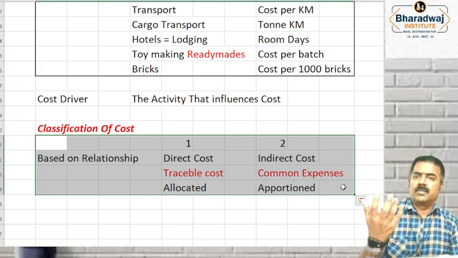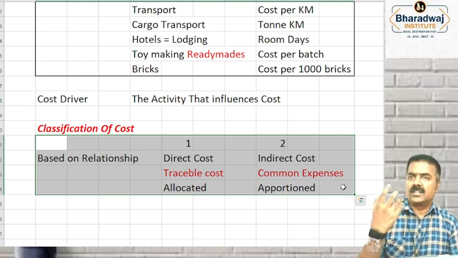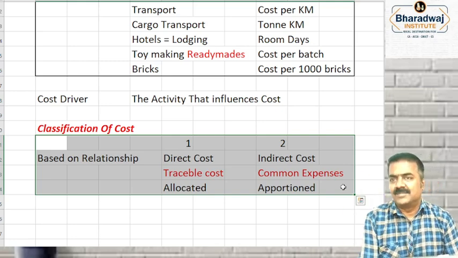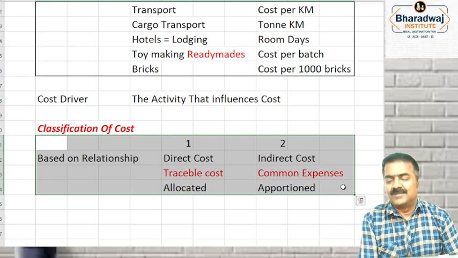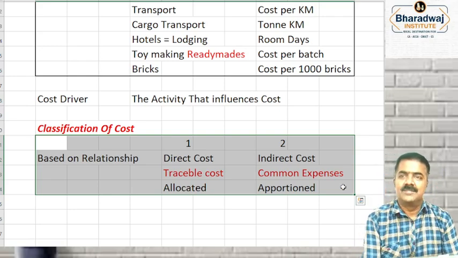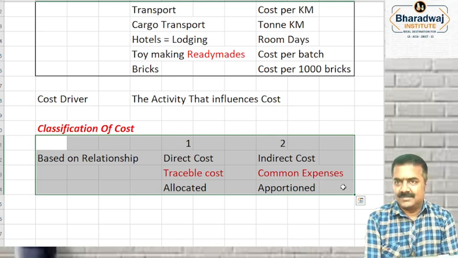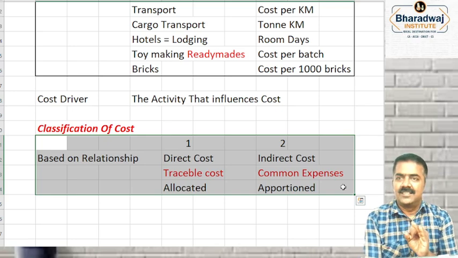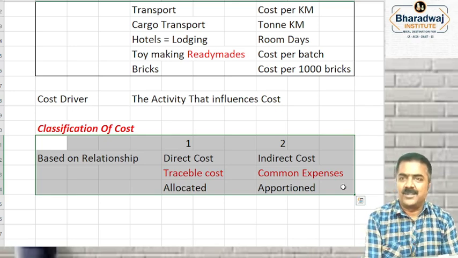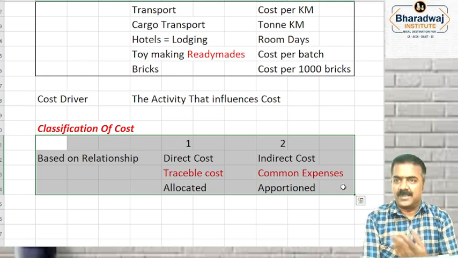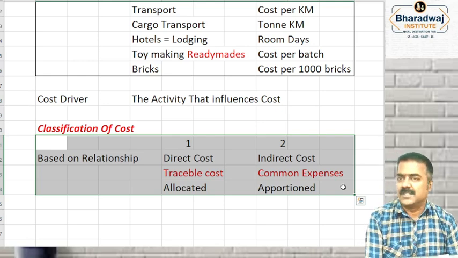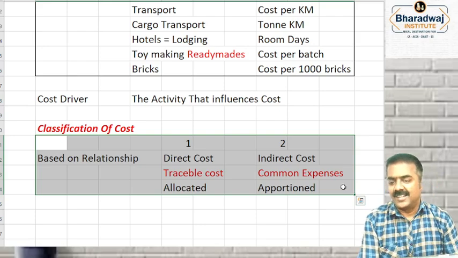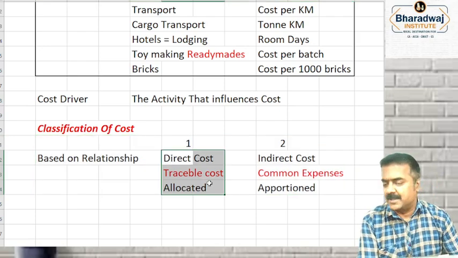For example, you are a part of a family. Okay, what is your direct cost to the family? Dress, college fees, institute fees, ICMA fees, then traveling expenses, then your own specific expenses. That we call it as which one? Direct cost, traceable with a particular person.